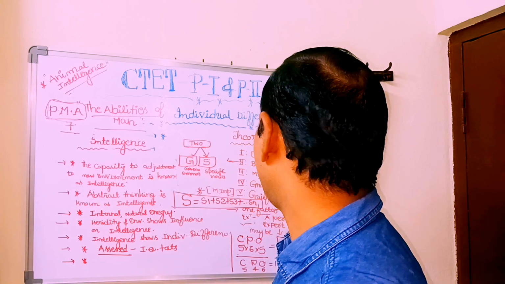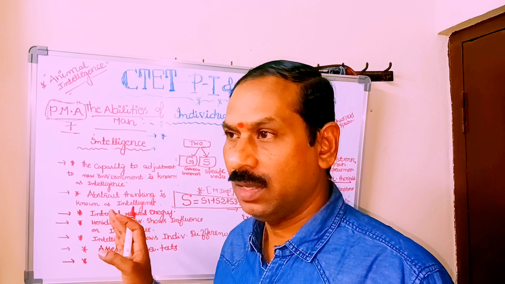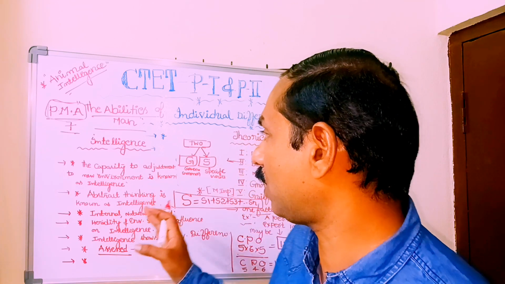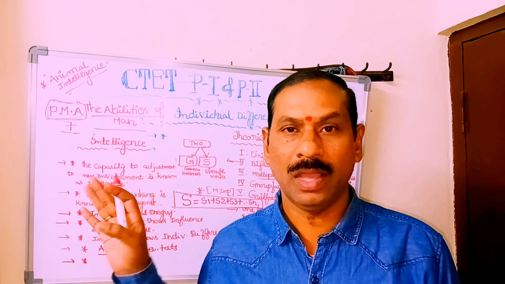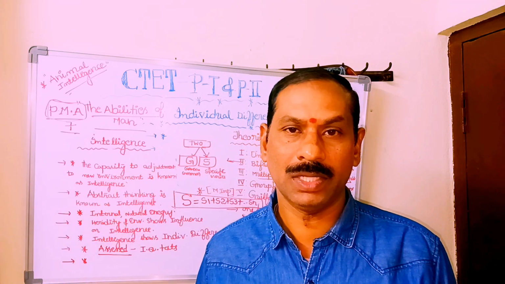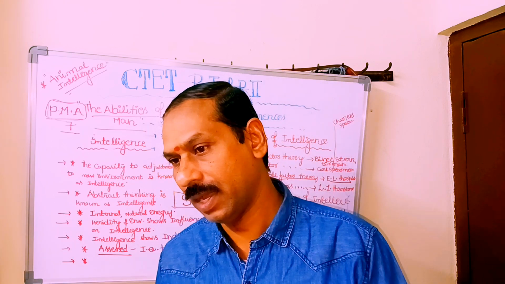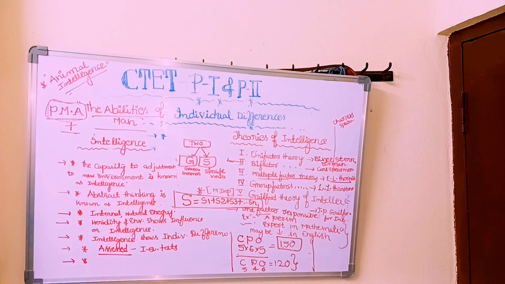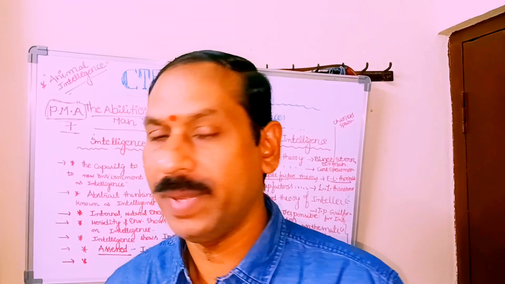These are the theories of intelligence. And if we go through the types of intelligence, intelligence is broadly classified into three types, namely abstract intelligence, mechanical intelligence, and social intelligence. Three intelligence types are there, and we will discuss these topics in detail in the coming class.